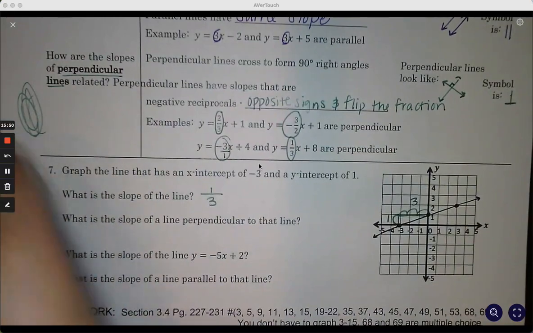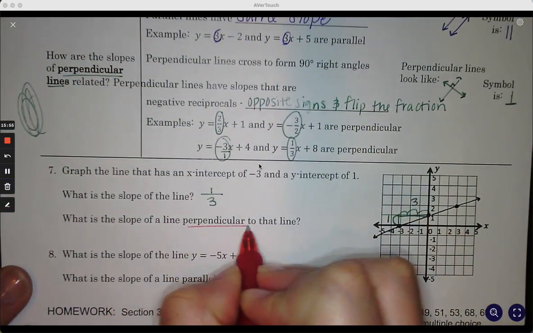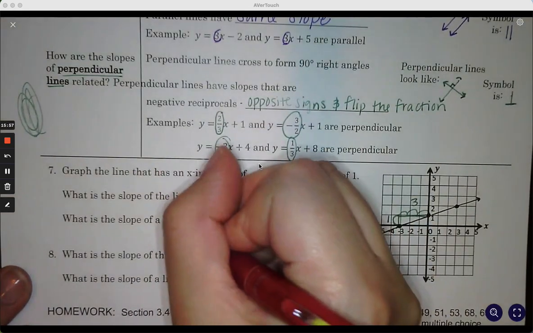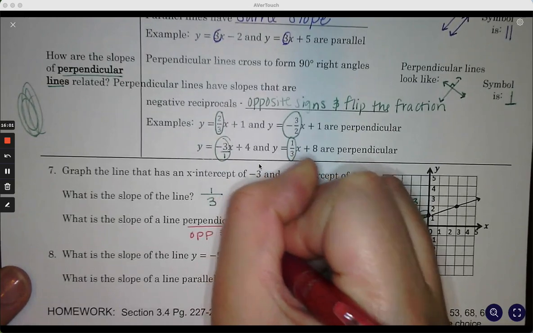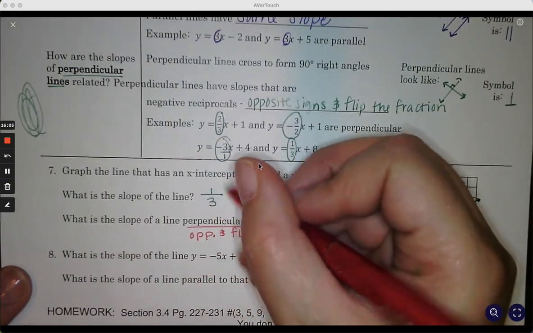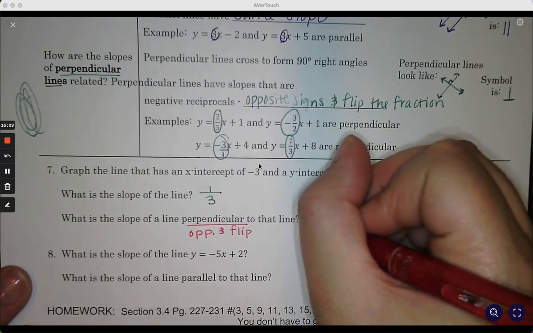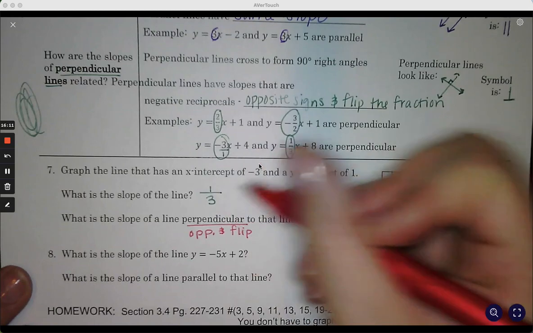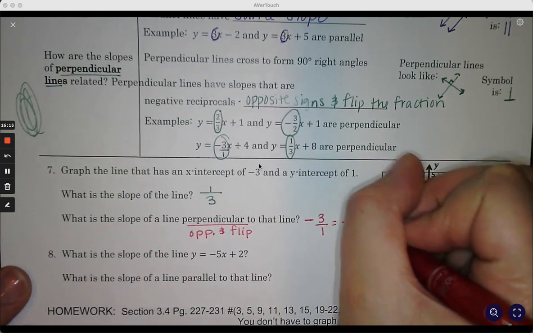What is the slope of a line that is perpendicular? So it's the opposite and flip. Opposite sign: if this 1/3 is positive, the slope for this one is going to be negative. And we flip the fraction. So instead of 1/3, it's 3 over 1, which is the same thing as negative 3.